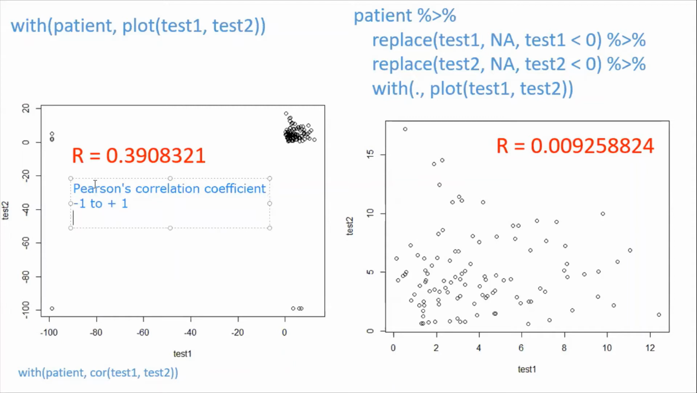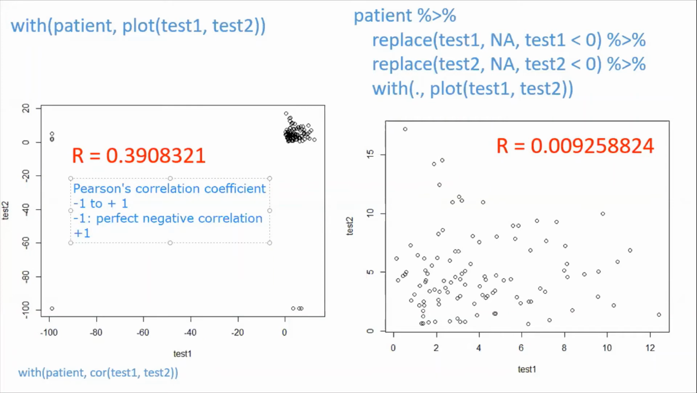So what does minus 1 mean? Minus 1 means that it is a perfect negative correlation. In our example, we have test 1 and test 2. Let's say we have negative 1 correlation between test 1 and test 2, which basically means that if test 1 increases 1 unit, test 2 will decrease 1 unit. That is the inverse relationship, a perfect inverse relationship. So negative means if one goes up, another goes down.